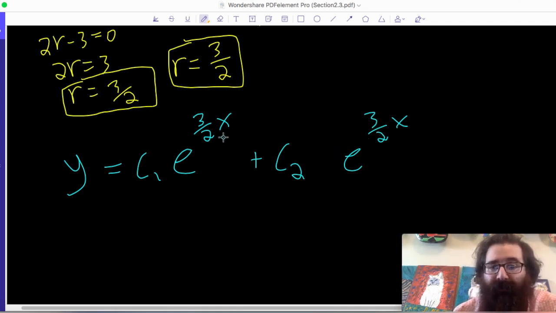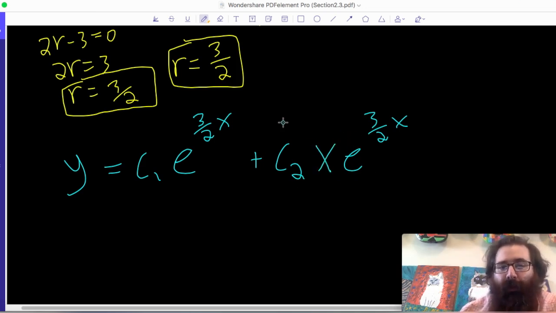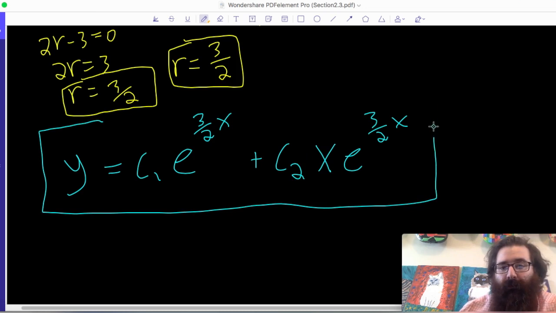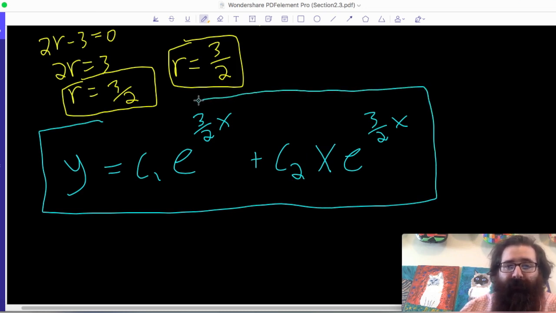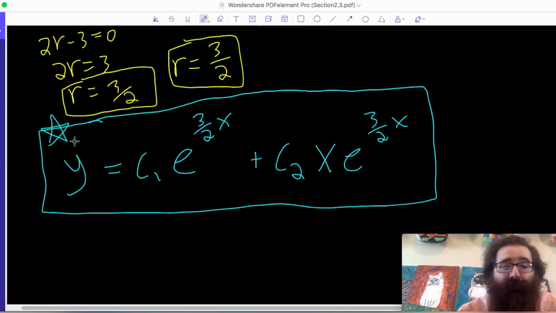I have a problem because these are not different. They're not linearly independent. In order to make sure that I have two linearly independent solutions, I have to go here and introduce a factor of x. And that fixes the problem. This is going to be my solution. This is the trick that we use when we have those repeated roots. We start introducing factors of x to make sure that we have distinction between the pieces of our solution.